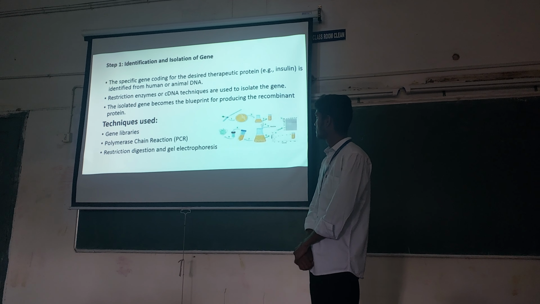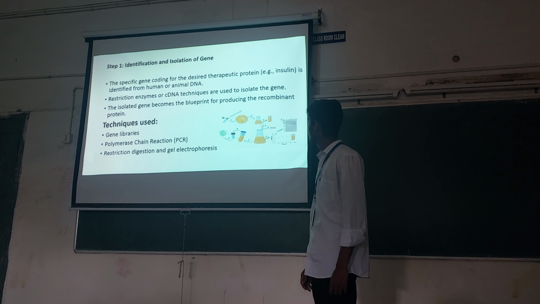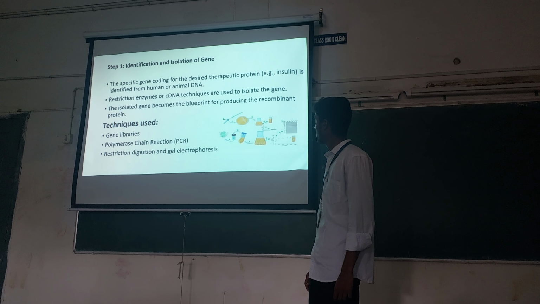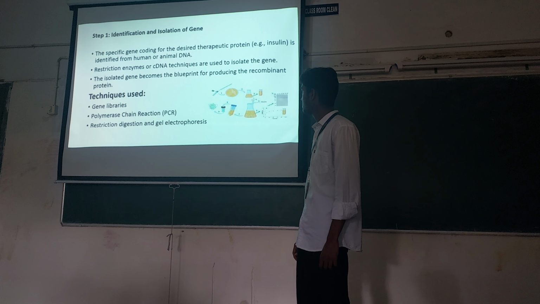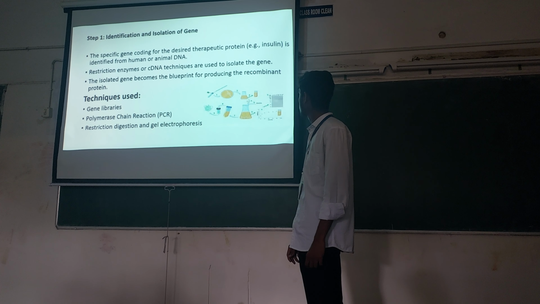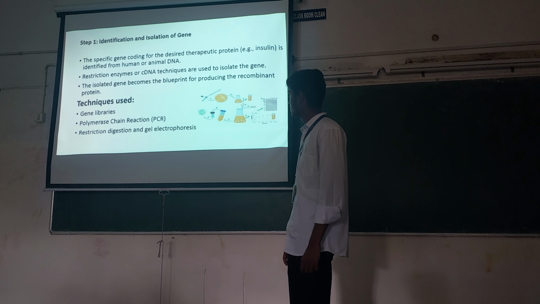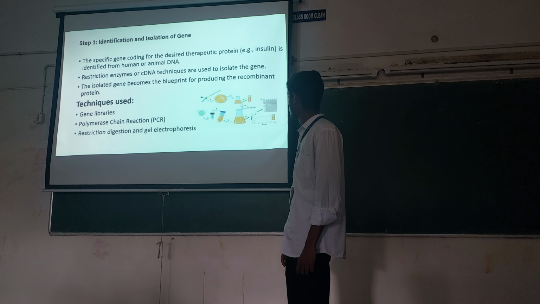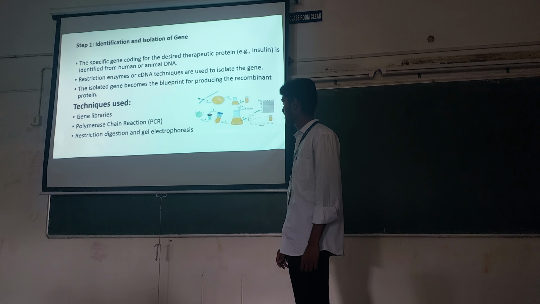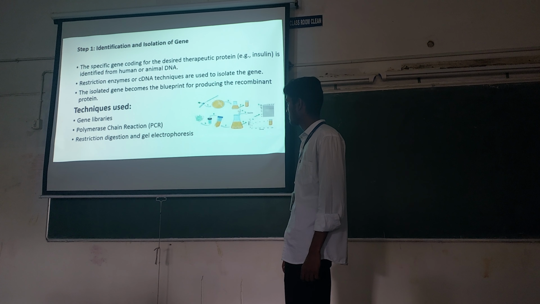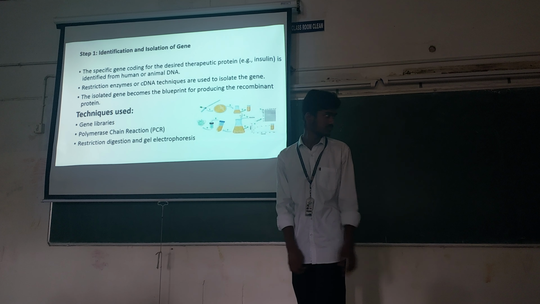Step 1. Identification and isolation of gene. The specific gene coding for the desired therapeutic protein, for example insulin, is identified from human or animal DNA. Restriction enzymes or cDNA techniques are used to isolate the gene. The isolated gene becomes the blueprint for producing the recombinant protein. Techniques used: gene libraries, polymerase chain reaction (PCR), restriction digestion, and gel electrophoresis.